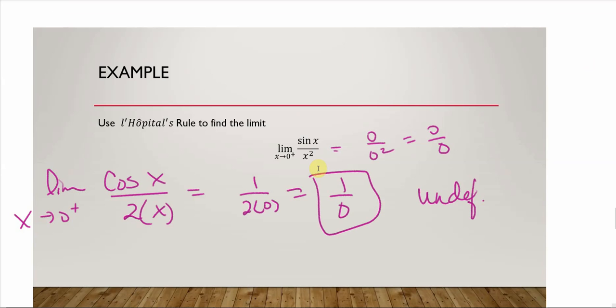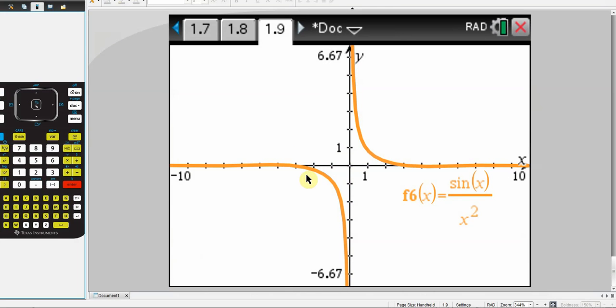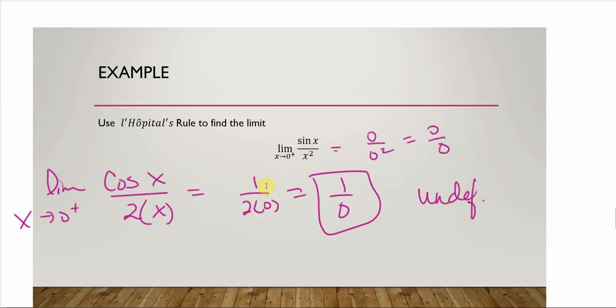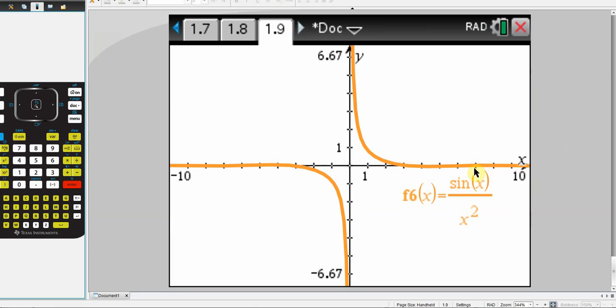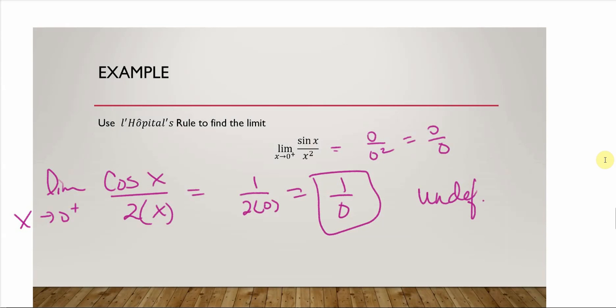So what I did is I went ahead and graphed this function, sine of x over x squared, on my CAS prior to this. So here we go. Here's the function sine of x over x squared, and it's asking for the limit of my function as x approaches 0 from the right side. As I'm approaching 0 from the right side, where's my graph going? My graph is going up to infinity. And you have to remember, infinity is not a number, it is a location. So therefore, we're going to say that it is undefined.